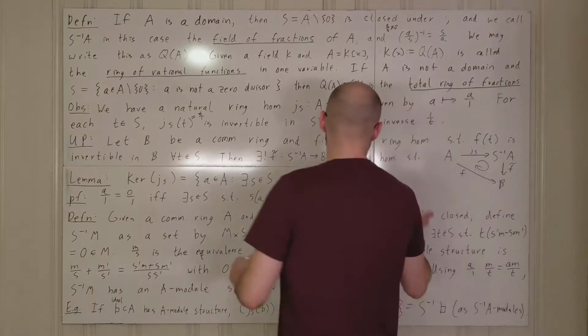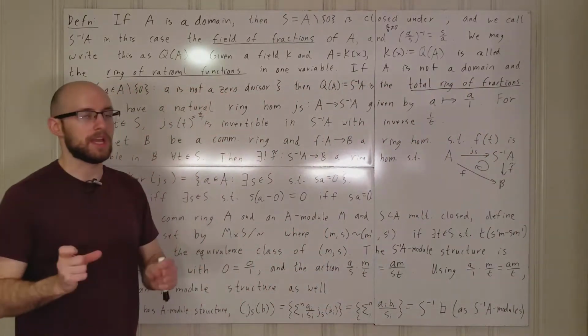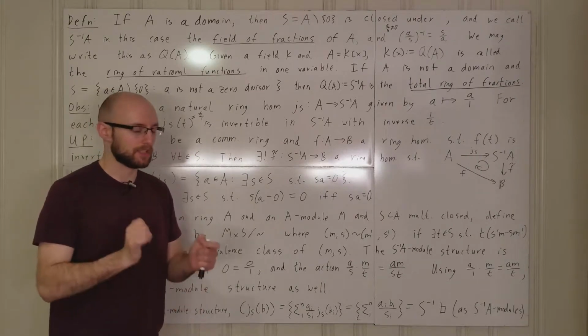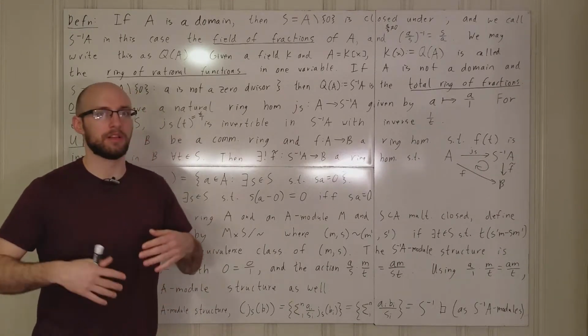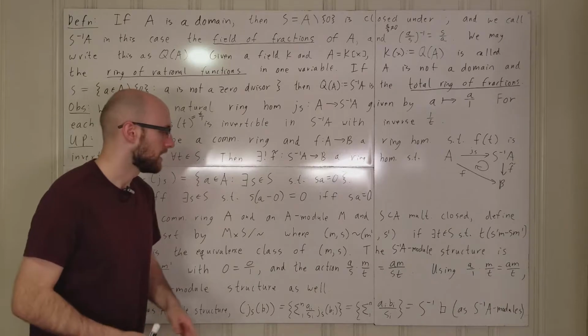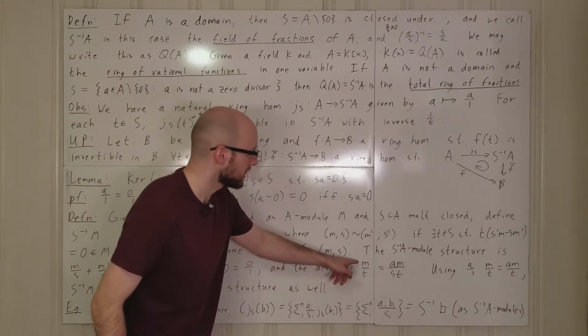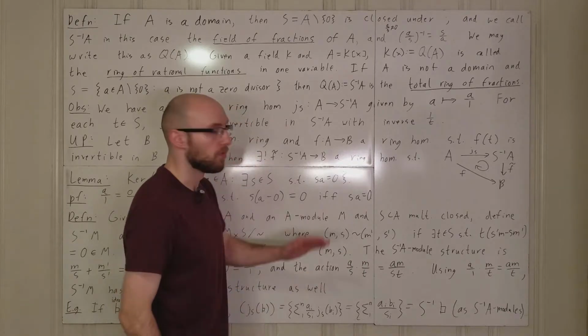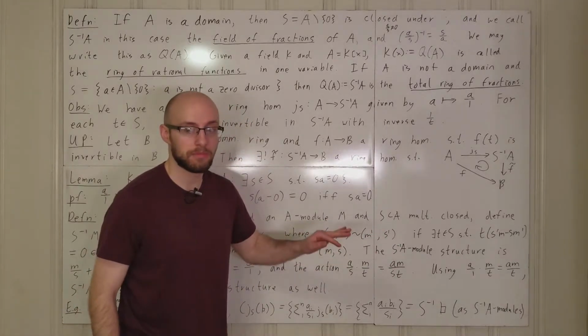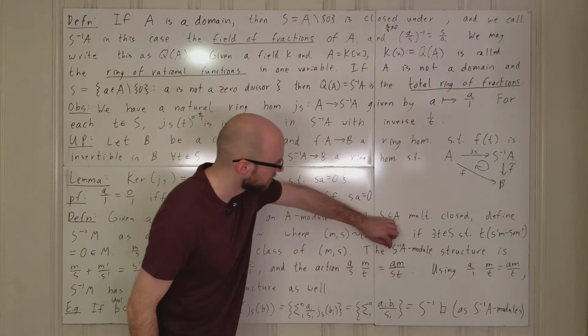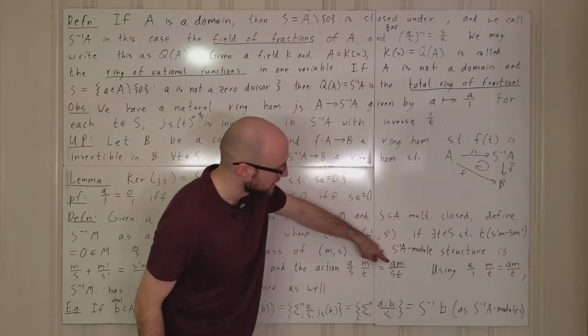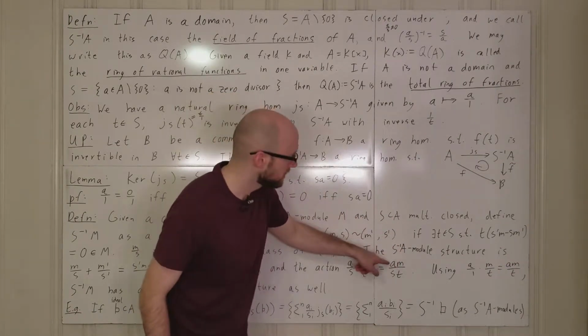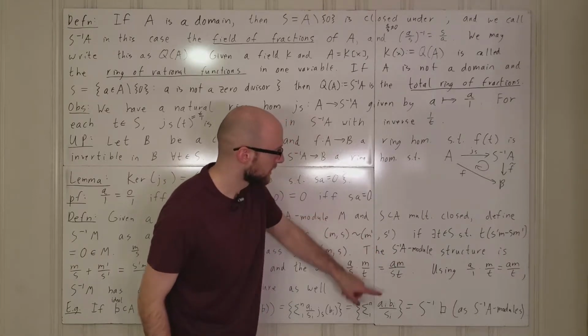And for an S inverse A module, you need S inverse A as a ring to act on this module and give you another element of the module. And that works by taking A over S times M over T and combining them together. So again, being careful about where multiplication is taking place. In the numerator here, A times M, A is in the ring, M is in the module, so this gives us an element of the module.